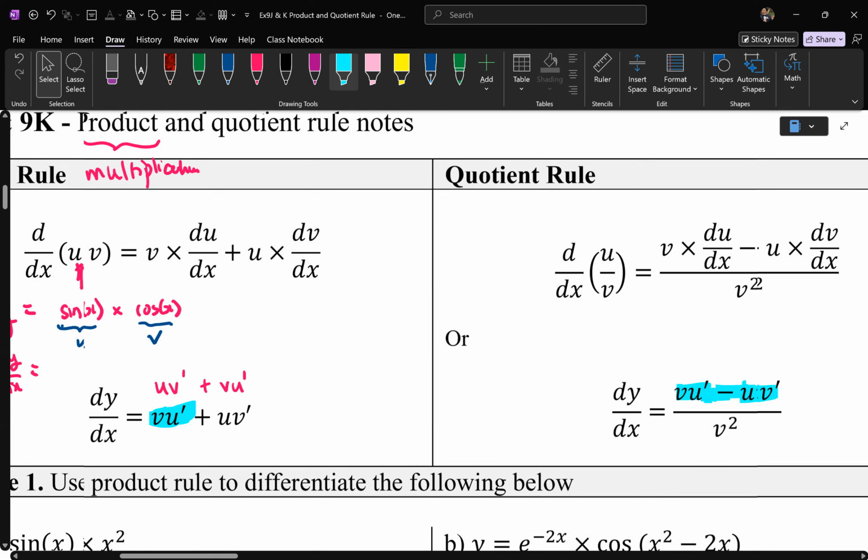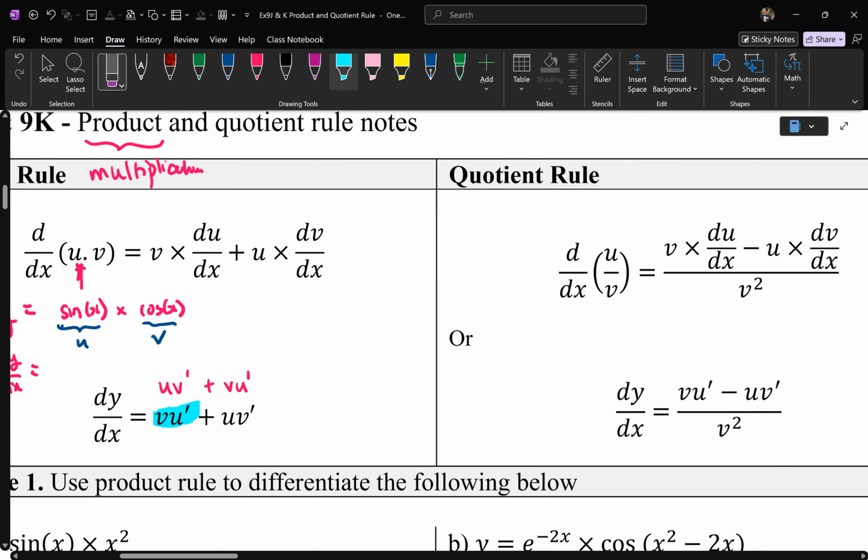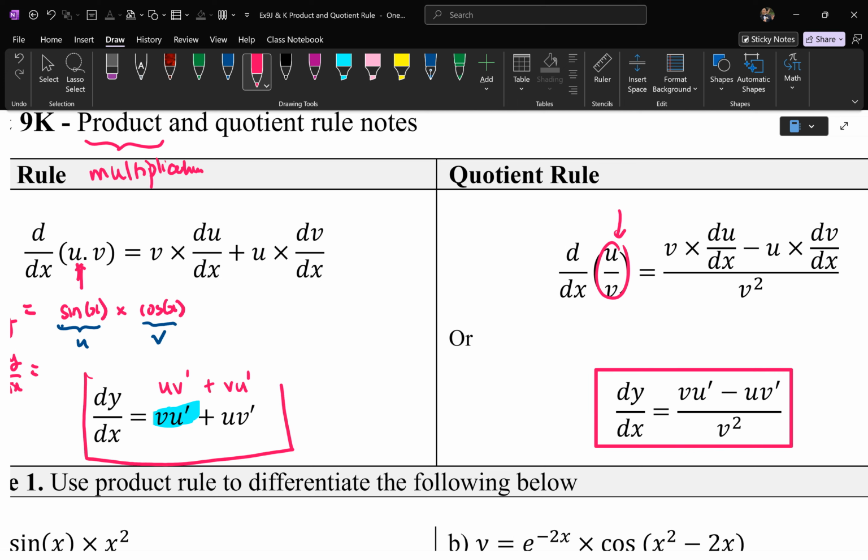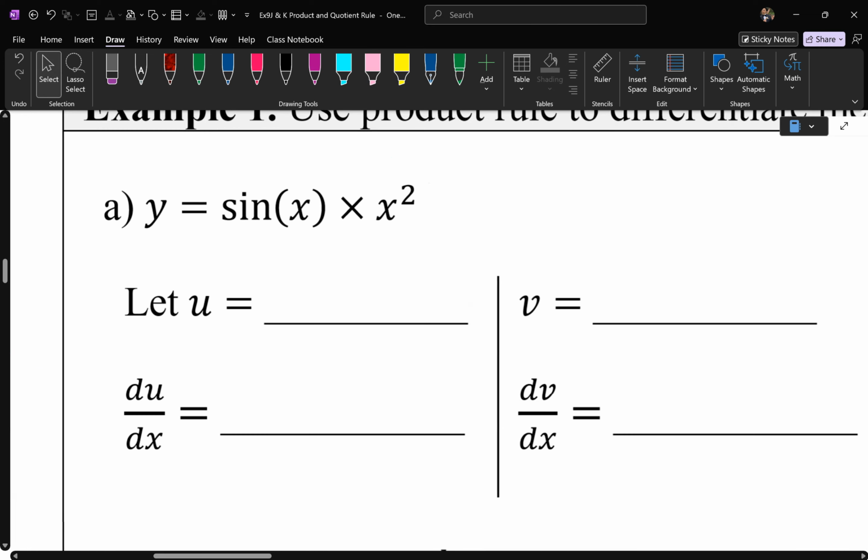All right, so let's do some examples to utilize the rules. Quotient means division. So if you have a division of functions versus a product of functions, these are your two rules. Note that in your exams, they will not give you these versions of the rules. They will give you the function notation version of those rules. So whilst you're doing this, you do need to also familiarize yourself with the function notation version.